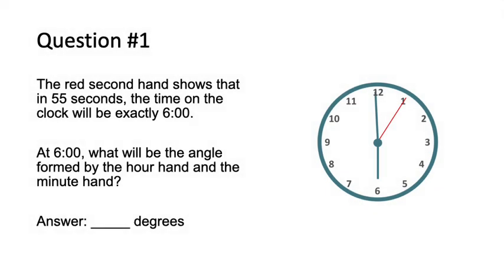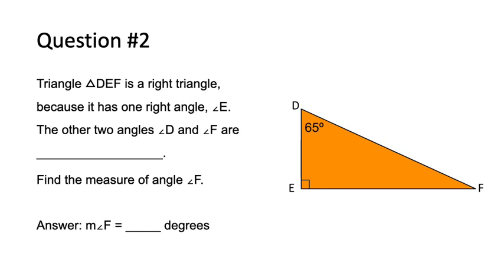Okay, question number 1. At exactly 6 o'clock, we're going to have a straight angle. The measure of a straight angle is 180 degrees. Question number 2. Because this is a right angle at angle E, and because we have a triangle, we remember from earlier grades the sum of the 3 angles of any triangle is 180. So therefore, D and F will add together to equal 90. Those angles can be classified as complementary. To find the measure of angle F, we subtract 90 minus 65, and we get 25 degrees.